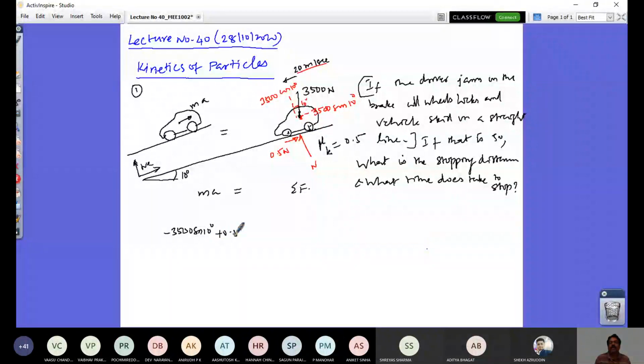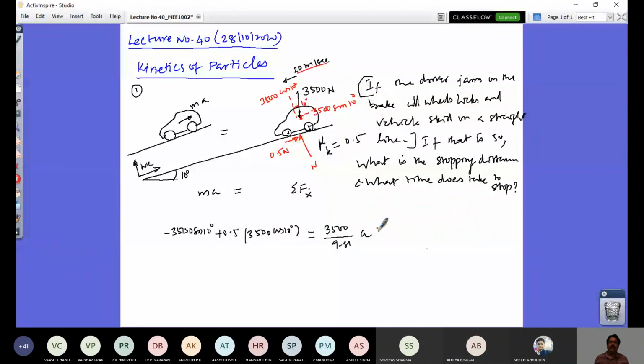and this force is up, so plus 0.5 N. So what is N? If I have this vertical equilibrium, that is sigma Fy equal to 0, then N is 3500 cos 10, that's known. So this is on one side, and that will be equal to MA on the other side. So that is 3500 divided by 9.81 into A on the other side.